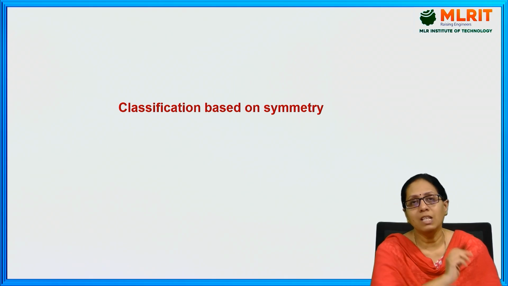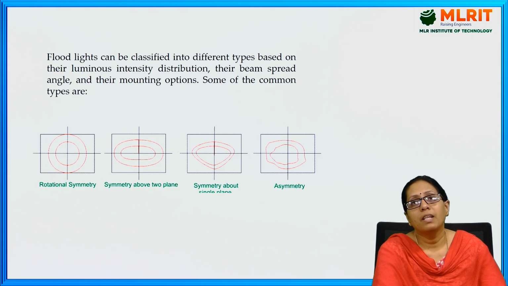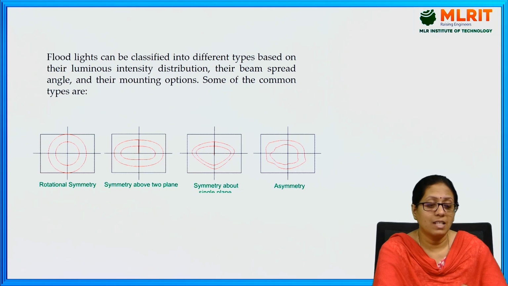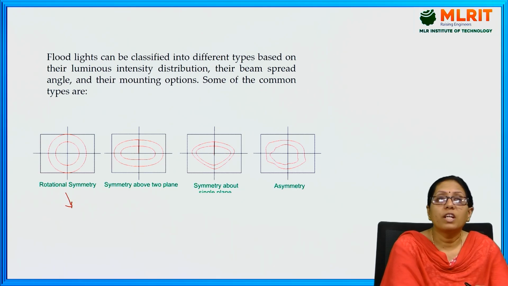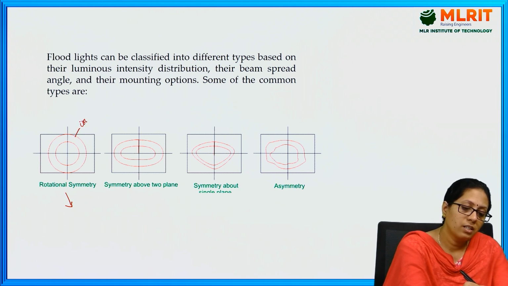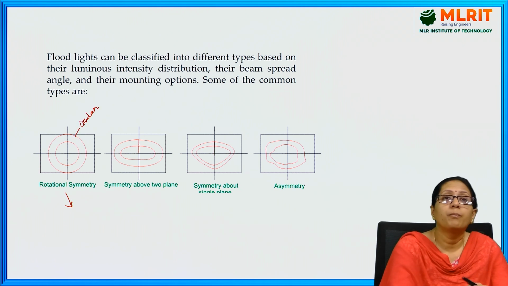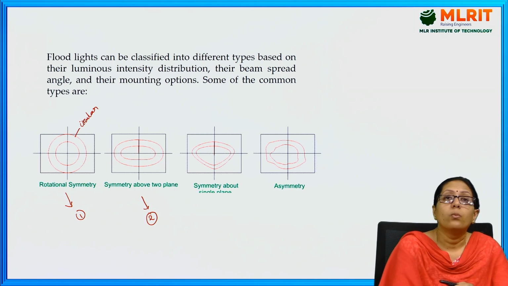Classification based on the symmetry. How the floodlights are being classified based on the symmetry. Here you can see the different pictures of different classifications. The first one is rotational symmetry. Here you can see the circular symmetry. The second one is symmetry about the two planes.